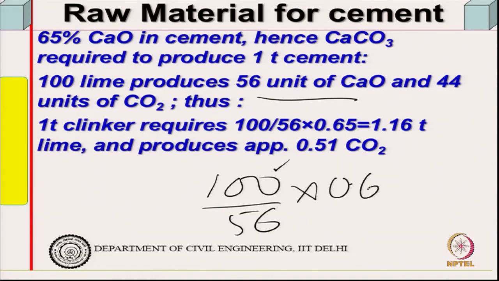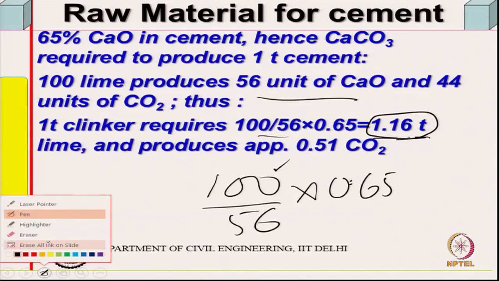For 0.65 ton of calcium oxide, you will require 1.16 ton of calcium carbonate, only from the calcium oxide, right. So, as raw material you will require 1.16 ton of calcium oxide containing raw material. Okay. Plus I have the rest of the things.